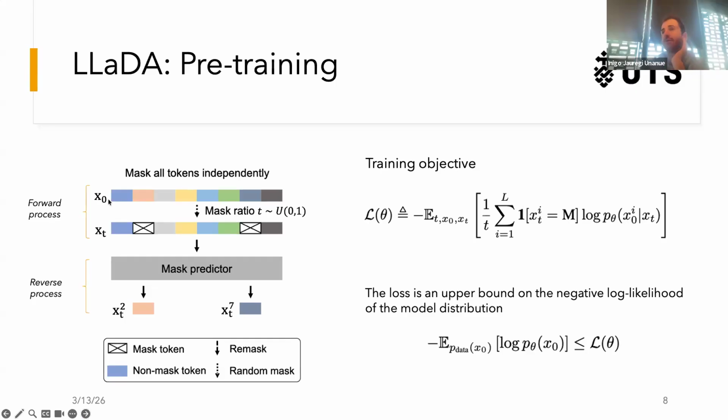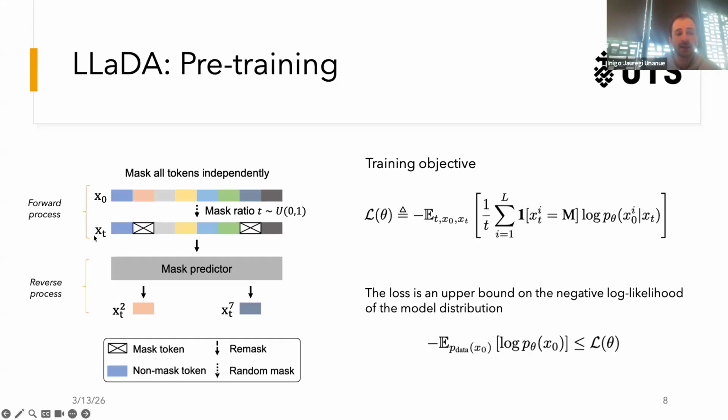So you have X0, which is the original data in the training data, which is just text. Then there is a sampling of a ratio from a uniform distribution between 0 and 1. So it can be a continuous number between 0 and 1, which basically estimates the amount of text you are going to mask. So it's like 20% of the text or 30% of the text, 80% of the text.